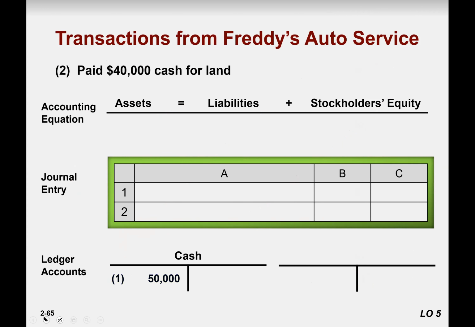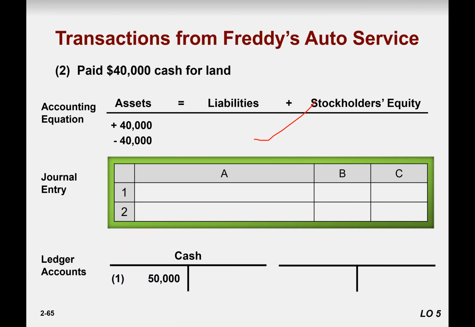Now the second transaction: paid 40,000 cash for land. Every entry must satisfy the accounting equation, must satisfy the journal total, and must be posted according to their respective T accounts. When you pay cash, cash decreases 40,000 and land increases 40,000. The equation is balanced here. No need to write down on the right hand side.